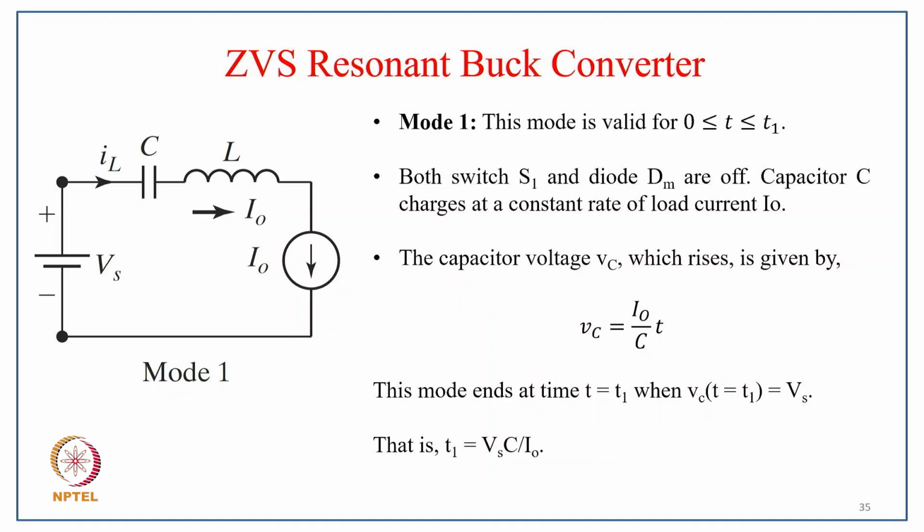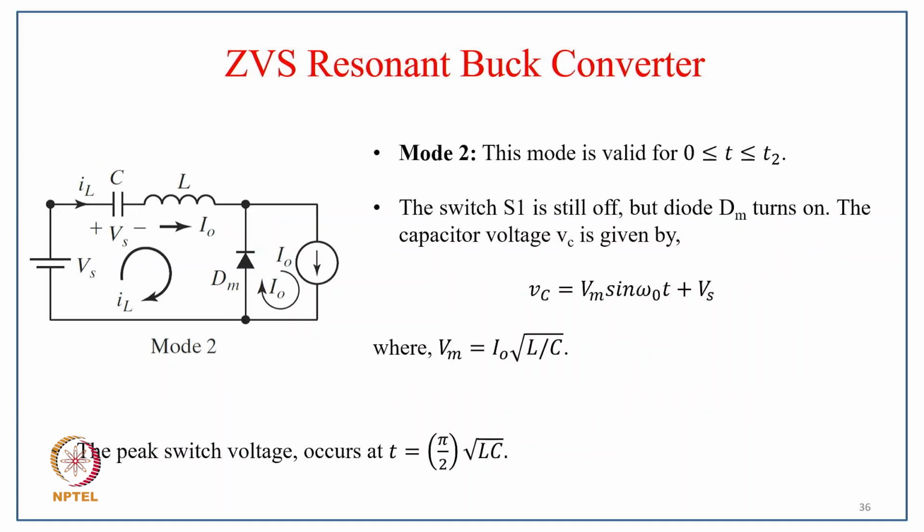Both switch S1 and diode DM are off. So capacitor C charges at a constant rate of load current I0. As in the shown circuit, the capacitor voltage Vc which rises is given by Vc equal to I0 upon C times t, and this mode ends at the time t equal to t1, when Vc equals Vs, and that is t1 equal to Vs C upon I0.